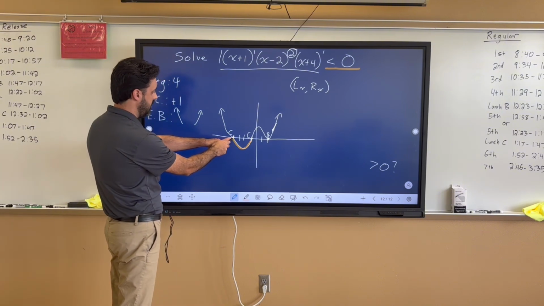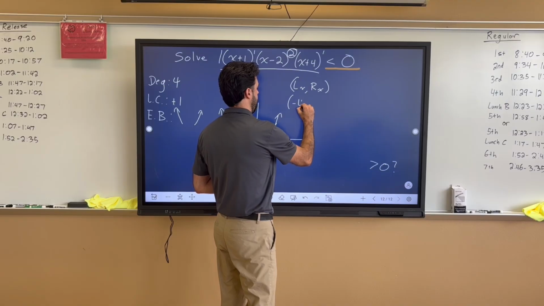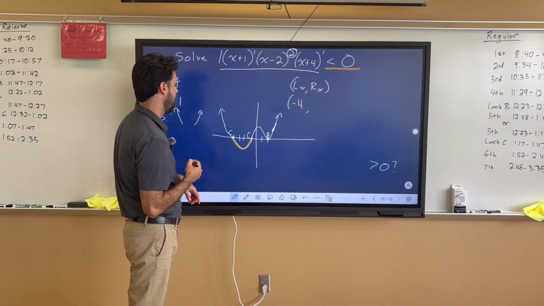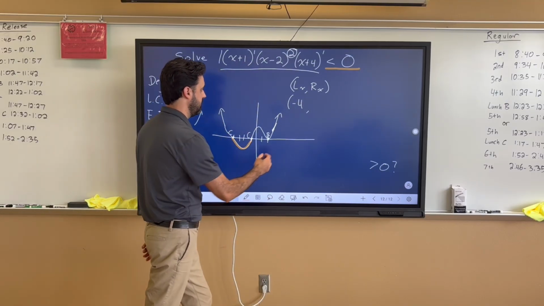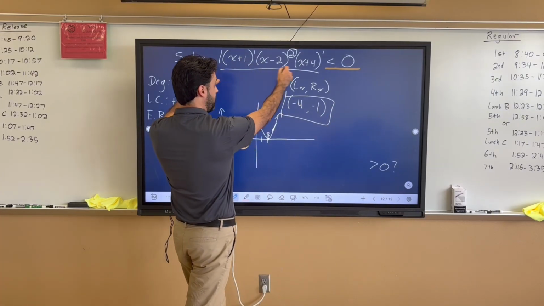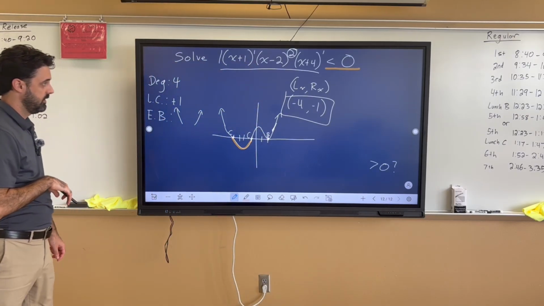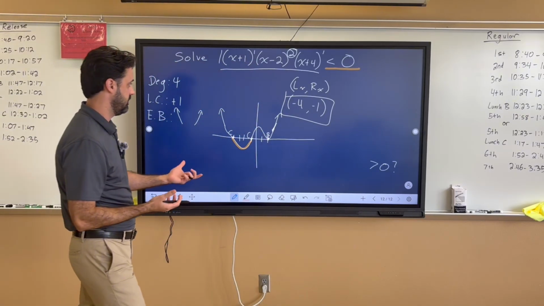So the leftmost x coordinate would be -4. The rightmost x coordinate on this interval is -1. So that's the interval of x values where this expression is less than 0 or negative. So that's the less than 0 part of the question.